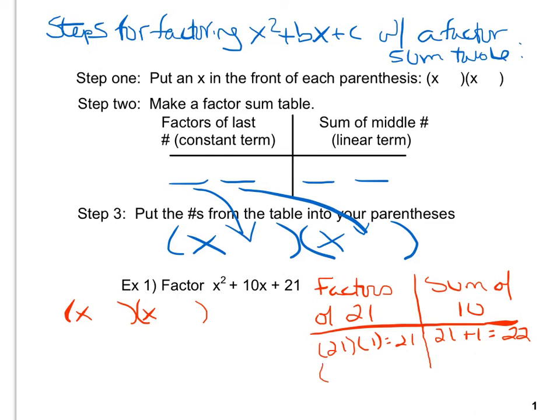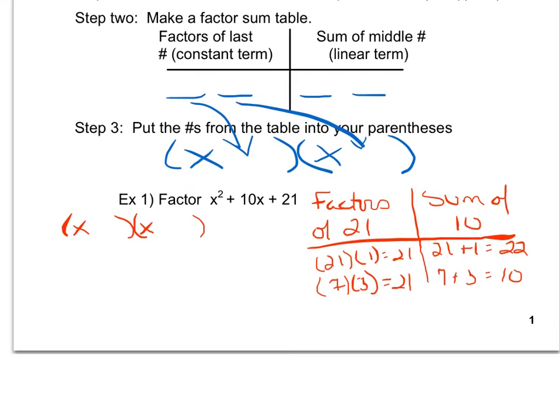So then I might try something else. Well, I'm pretty comfortable with my multiplication facts. The more comfortable you are, the easier this process is going to be for you. And I know that 7 times 3 is 21. Well, then I check over here, and does 7 plus 3 equal 10? Since it does, these are the 2 numbers that I'm going to place inside of my parentheses, giving me a final answer of what is this in factored form? Well, it's x plus 7 times x plus 3. And again, my goal of factoring is always to get a multiplication problem, which I have now done.